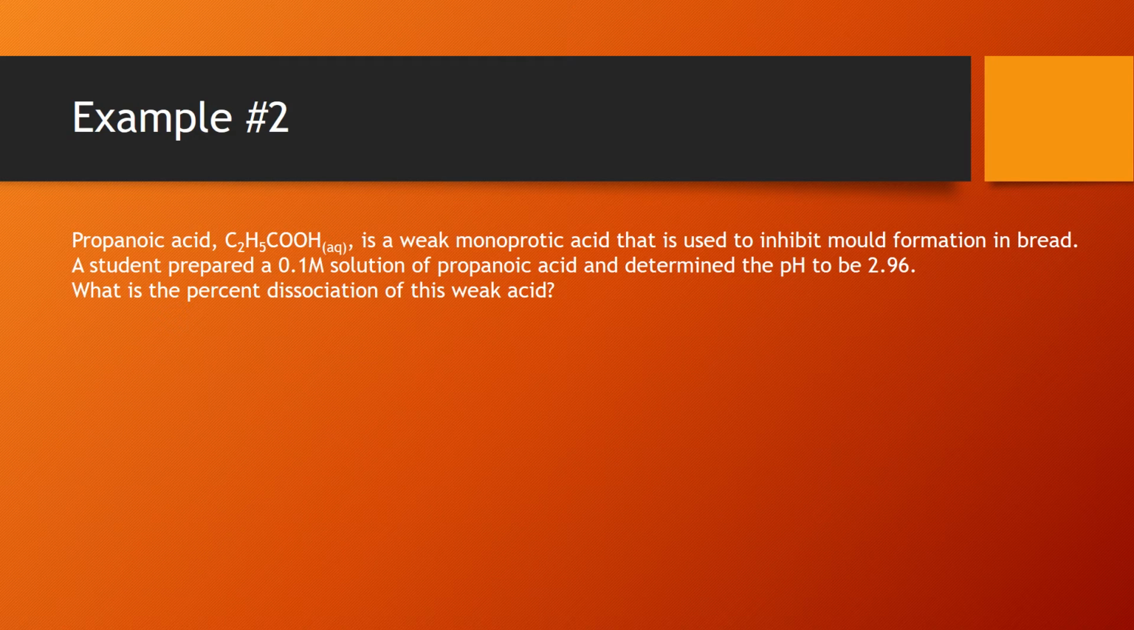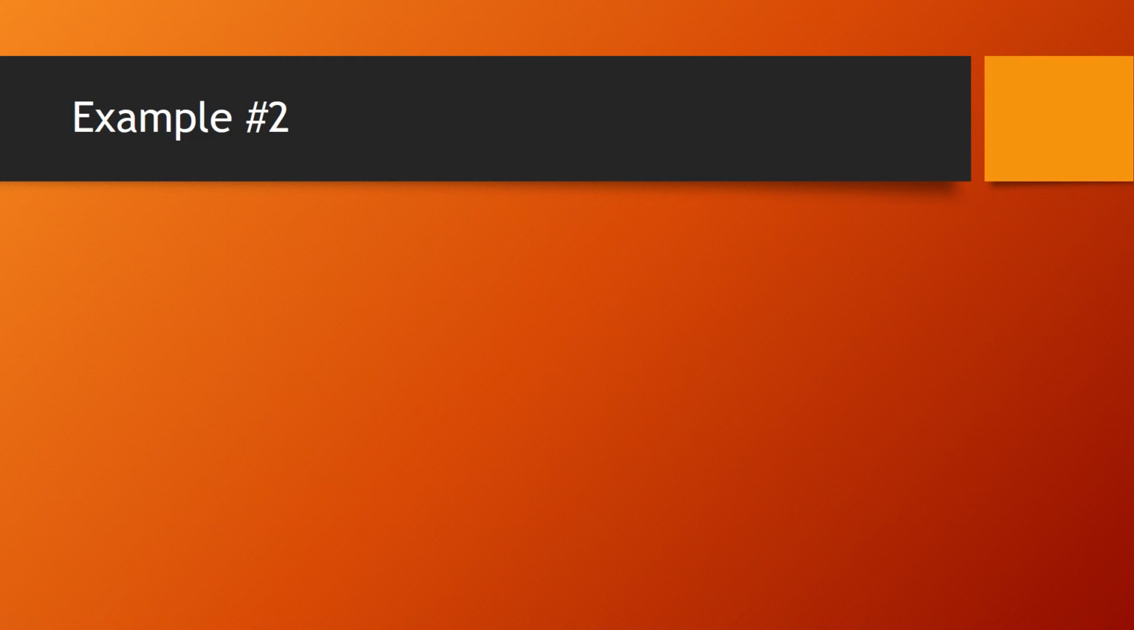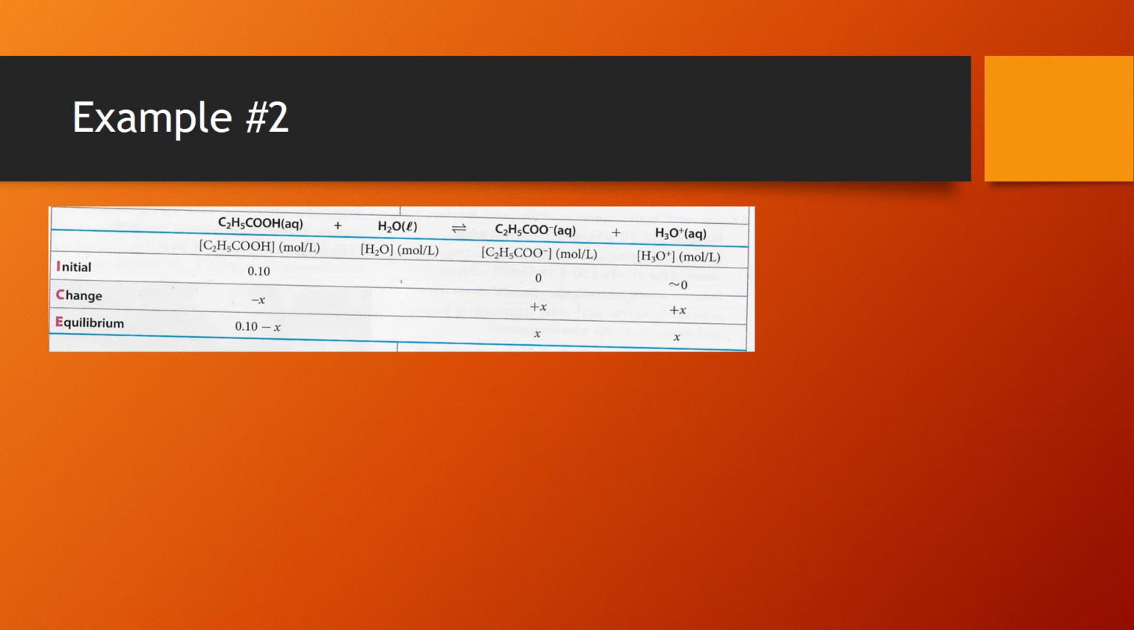Propanoic acid is a weak monoprotic acid that is used to inhibit mold formation in bread. A student prepared a 0.1 M solution of propanoic acid and determined the pH to be 2.96. What is the percent dissociation of this weak acid? The first thing we should do is make our ICE table. We know the initial concentration of the acid is 0.1 moles per liter, and the concentrations of the conjugate base and the hydronium ion are both 0. And after a change of x, we have our concentrations at equilibrium.